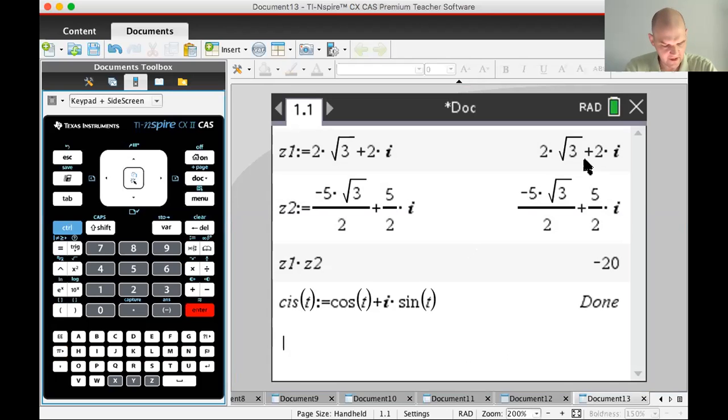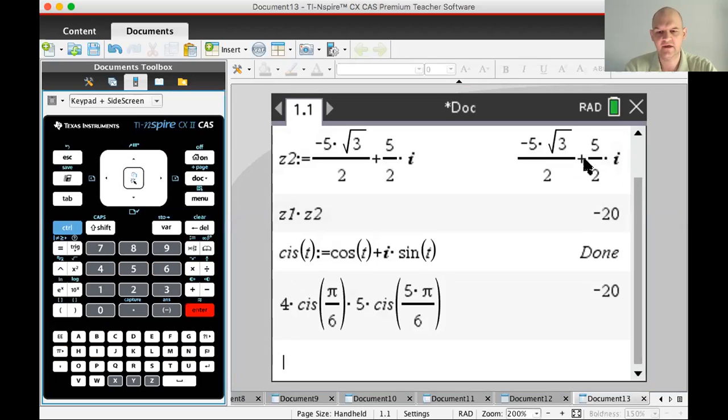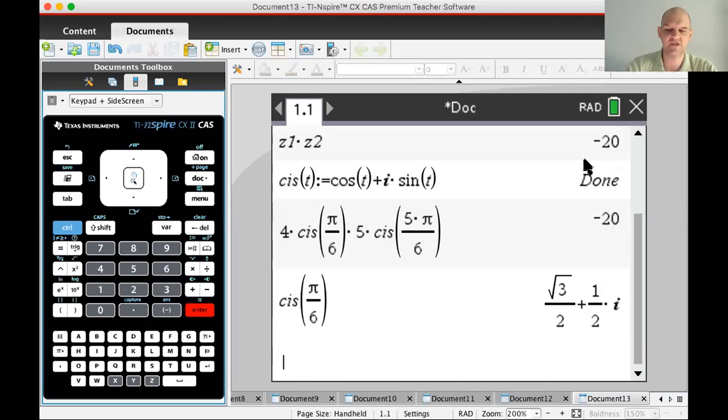So I thought that I was going to do 4 cis pi over 6 times 5 cis 5 pi over 6. And you can see we still get it. So it's pretty nice. Cis pi over 6 just gives us what we had. I definitely recommend you do that. Maybe store it so that you can use it in other documents. I have a separate video on how to do that if that's something you're interested in.